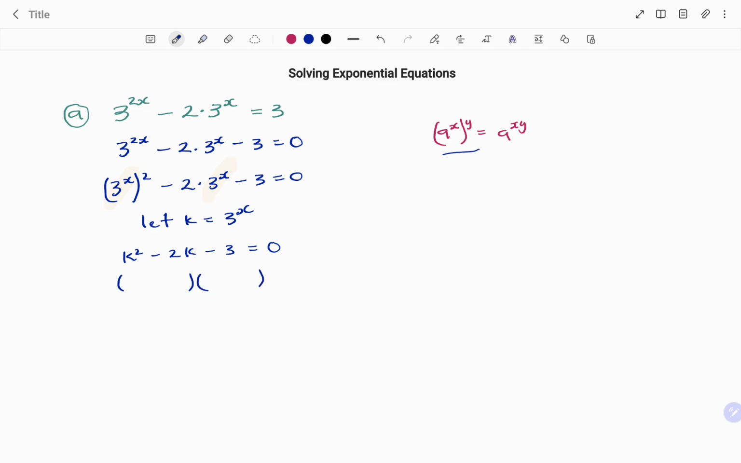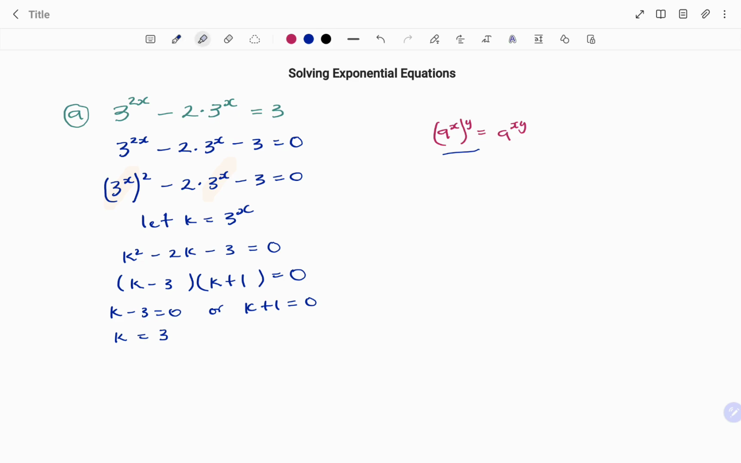And factorizing, I have k minus 3 and k plus 1 as my factors. Therefore, k minus 3 equals to 0, or k plus 1 equals to 0. Either of the bracket, if 0, will make the equation equals to 0. For the first one, I have k equals to, moving my minus 3 to the other side, k equals to plus 3.